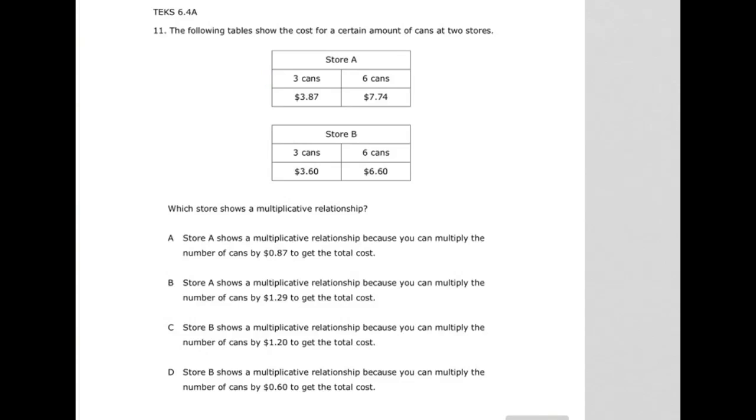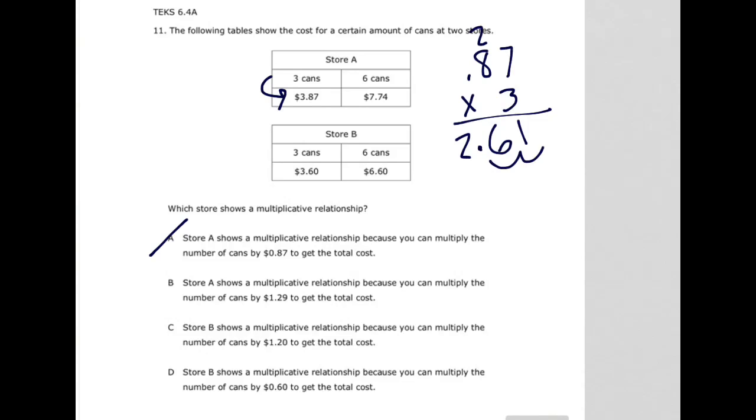So, store A shows a multiplicative relationship because you can multiply the number of cans by 87 cents to get the total cost. So, let's do 87 cents times 3 to see if we get $3.87. 3 times 7 is 21. 3 times 8 is 24. 24 plus 2 is 26. I need to move my decimal twice, so $2.61, which does not match up with $3.87, so answer choice A is not correct, because if I multiply it by 87 cents, I don't get $3.87.